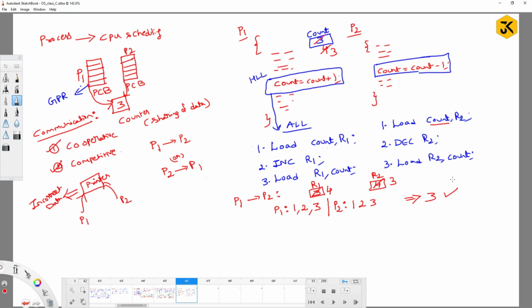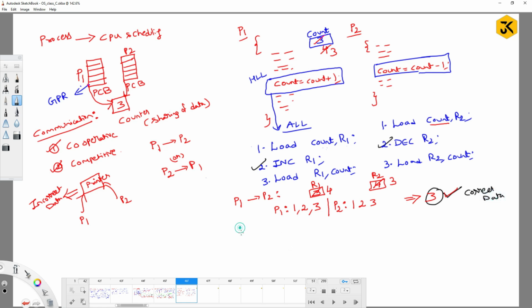Yes or no? Yes. What I did, I performed one time increment on the number 3 and I performed one time decrement on the number 3 on the count variable. So finally you got the 3 or not? Yes. I think this is the correct one. Am I right? Yes. So which means you are going to get correct data here.